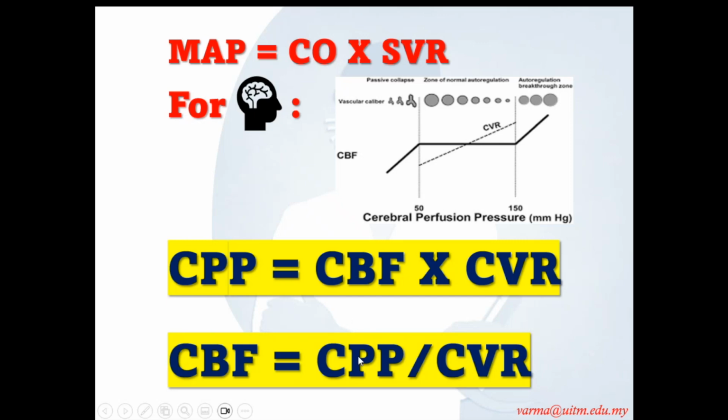Cerebral blood flow is equivalent to cerebral perfusion pressure divided by cerebrovascular resistance. Any increase in vascular resistance will reduce your cerebral blood flow. A simple example is hypercapnia. Hypercapnia causes cerebral vasodilatation, so your cerebral vascular resistance drops. When the resistance drops, your CBF increases and your ICP increases, which is very detrimental in a patient with a brain injury. We don't want that.